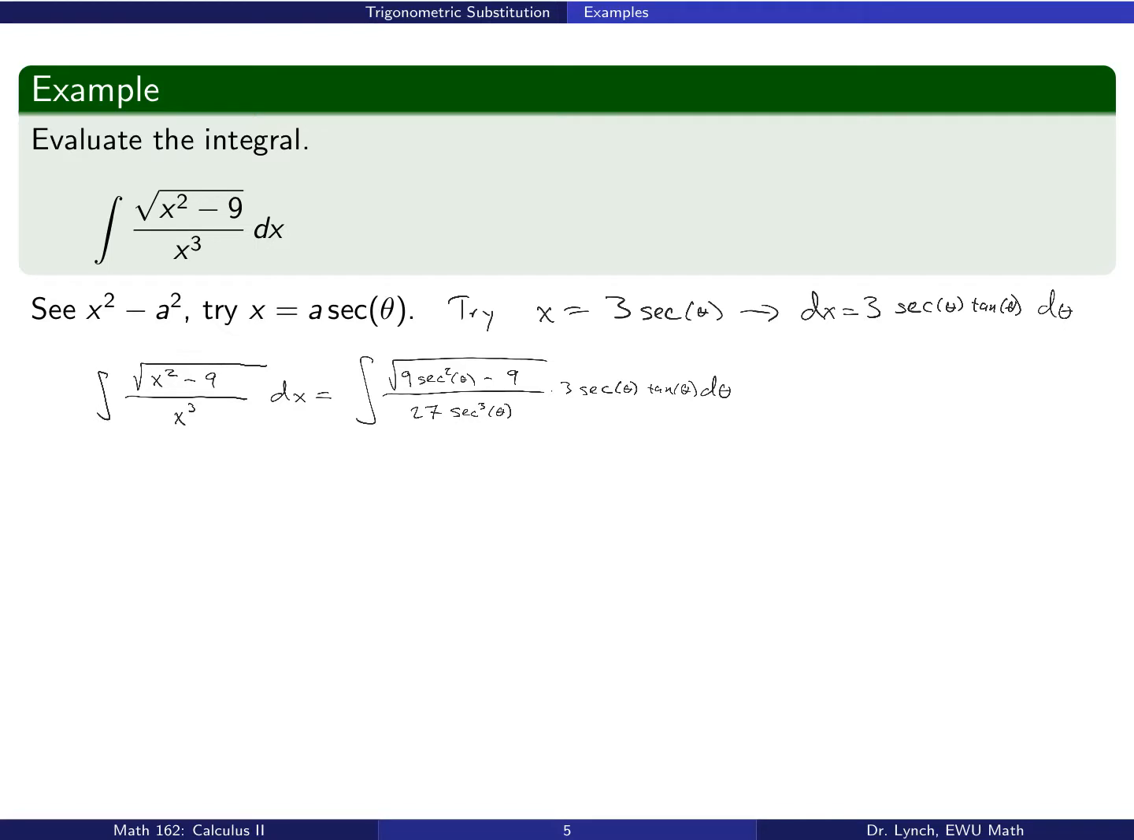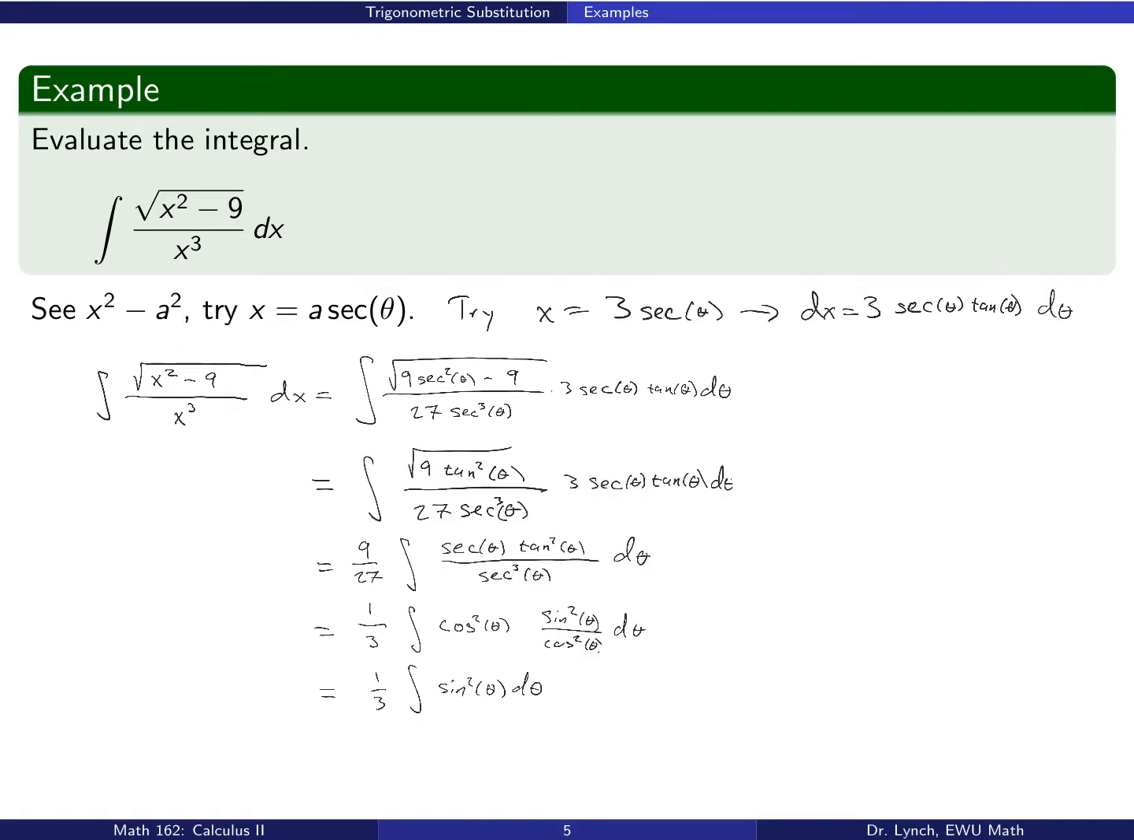We can replace x squared minus 9 by 9 secant squared theta minus 9, which eventually ends up as 9 tangent squared. The denominator, of course, is 27 secant cubed theta, and the dx portion becomes 3 secant theta tangent theta d theta. Let's go ahead and simplify this integrand. So at the end of the day, after simplifying our secants and tangents into cosines and sines, we see that we end up with the integral of 1/3 sine squared theta d theta.